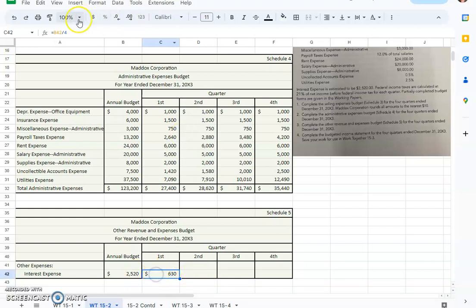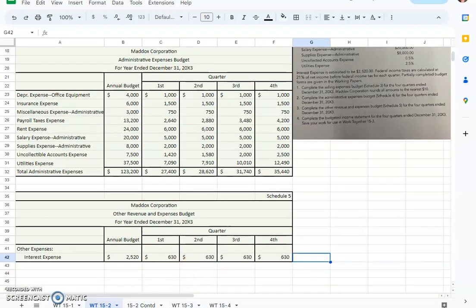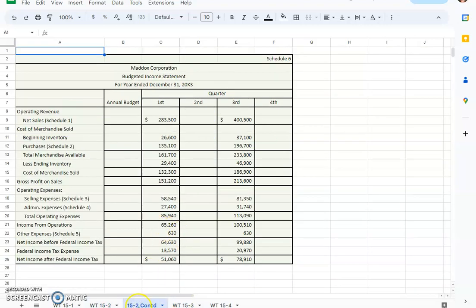630. And if we make this an absolute reference, we should be able to pull it across. And we can. All right, now we're going to do 15-2 continued. Our last part is the budgeted income statement. So a lot of these items on our income statement, it tells you what schedule we just made them on, right? So net sales from Schedule 1. We've got to go find our $283,500 for quarter 1.